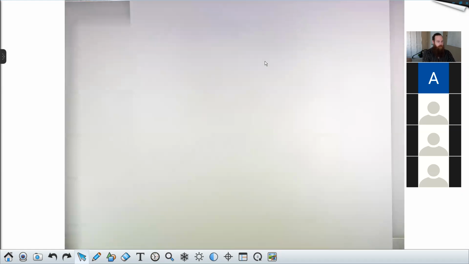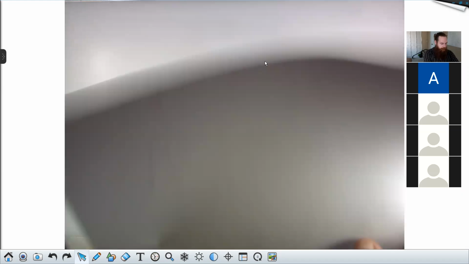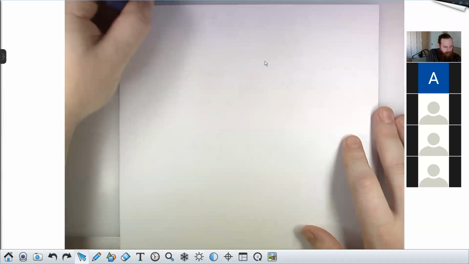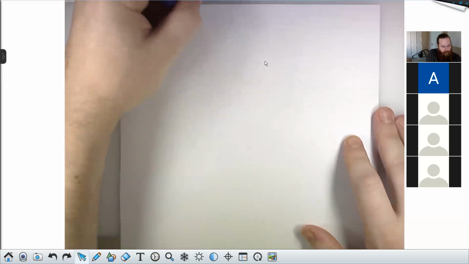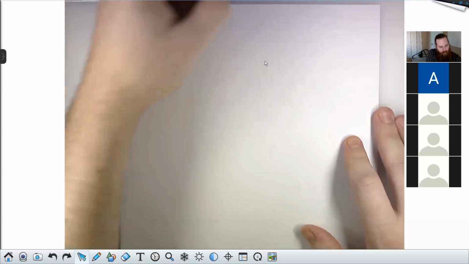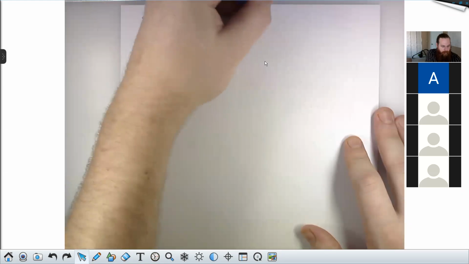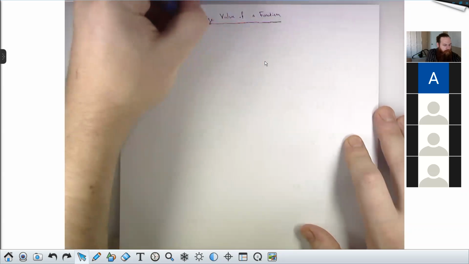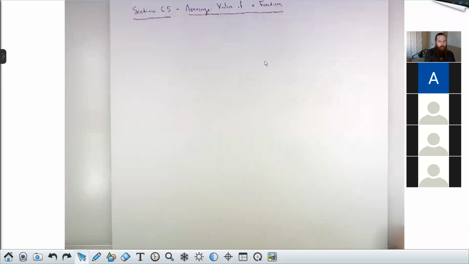So then section 6.5, it's not a hard section, but there is a little bit of neat stuff going on here. So I want to find the average value of a continuous function. Averages are things that you guys are used to. I'm sure everybody's computed an average of some sort in the past.